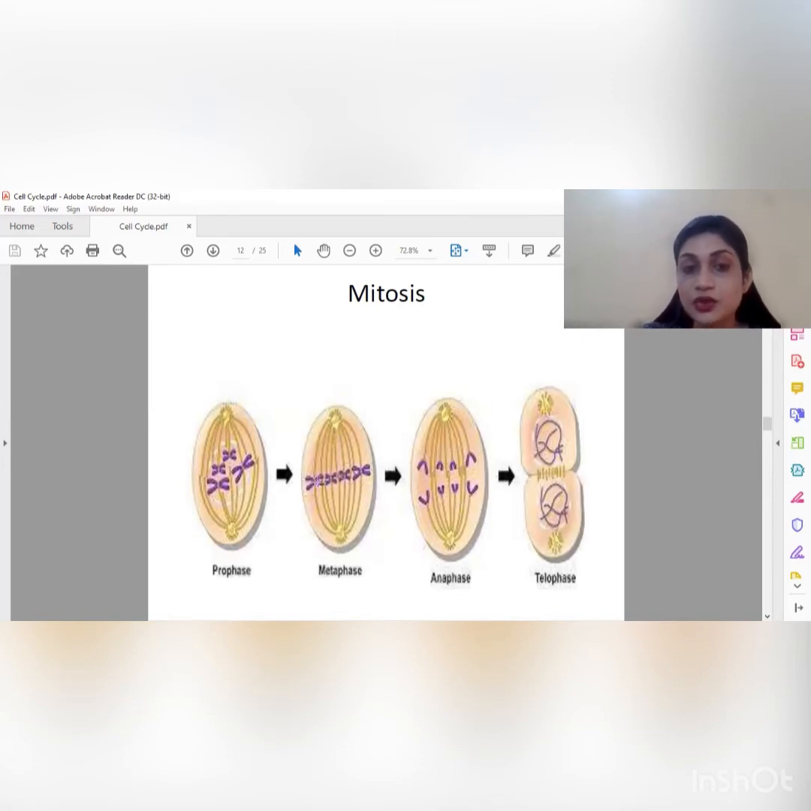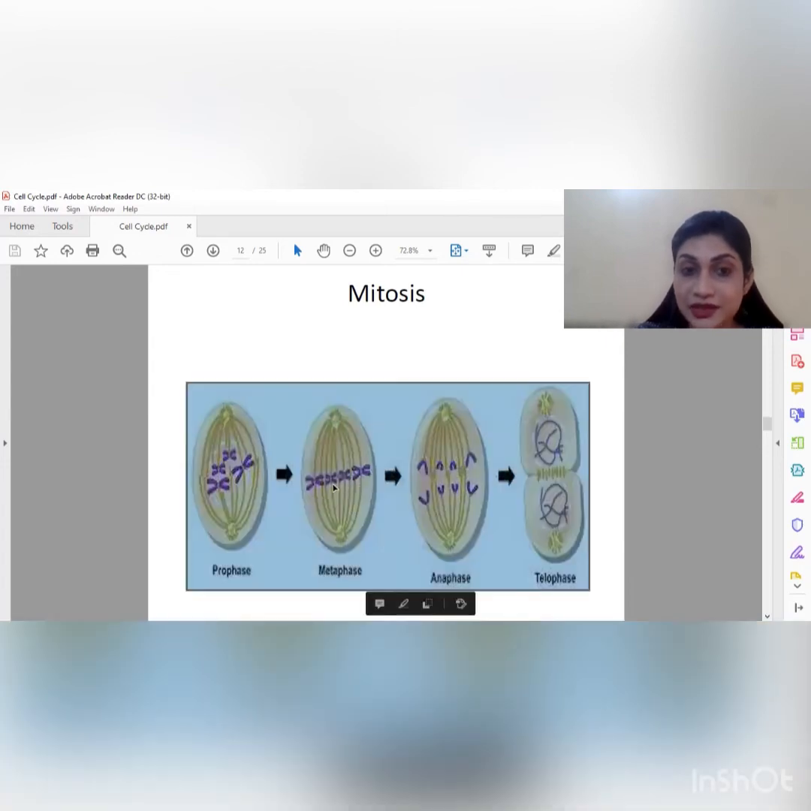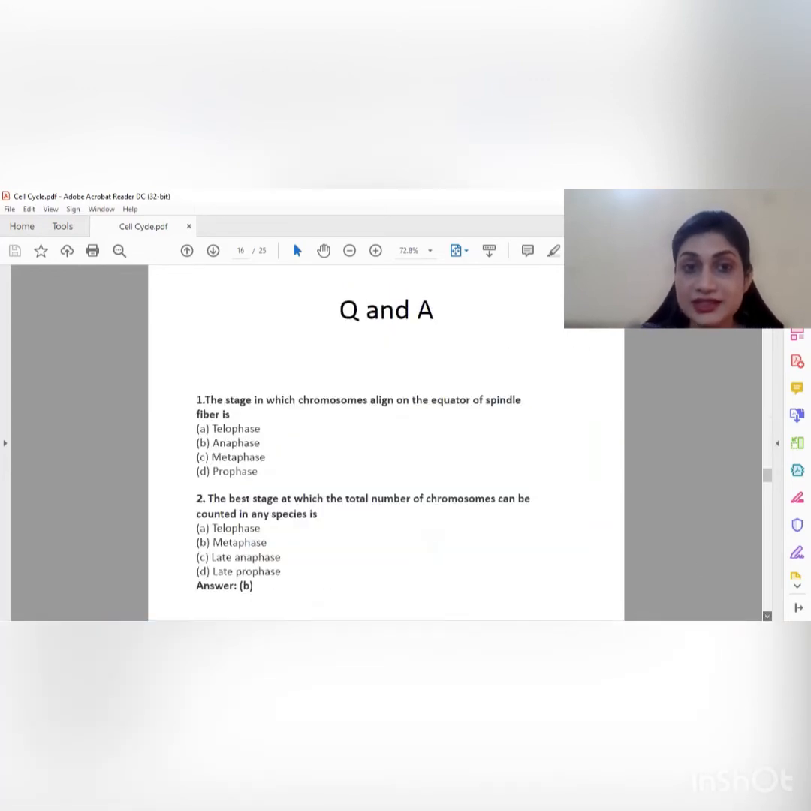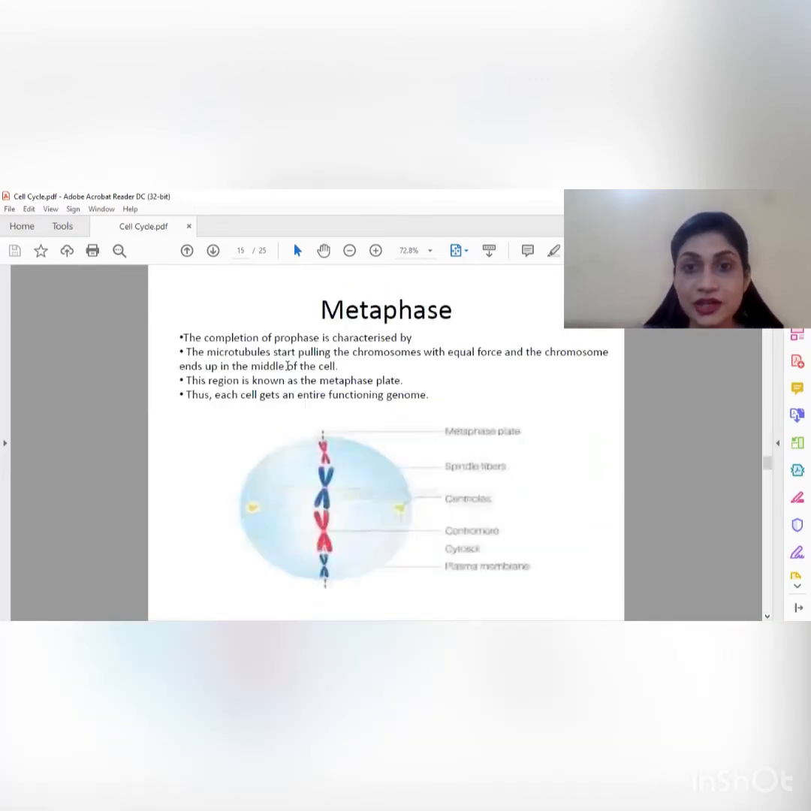and then they lie on the equatorial plane. Equatorial plane is the keyword over here, or the metaphase plate. They come and lie at the center of the cell, like this. This is very important. This is one of the characteristics of metaphase: the chromosomes end up in the middle of the cell.